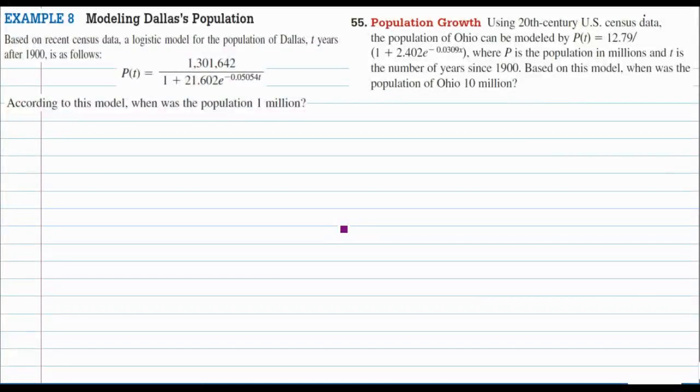This is the screencast for section 3.1, example 8. We're going to model Dallas's population, based on recent census data, a logistic model this time. Now, actually, logistic models for population are more accurate than exponential.